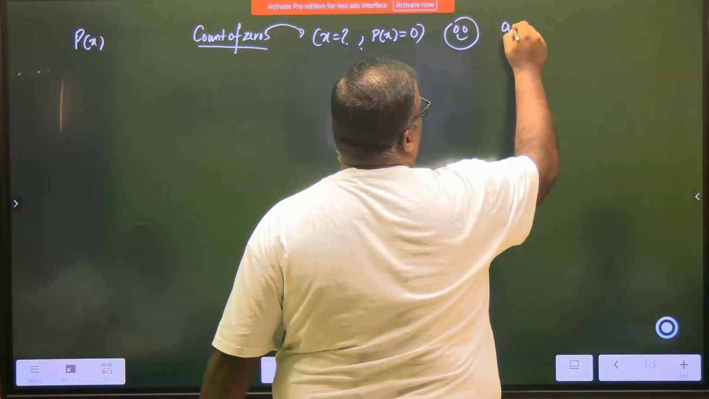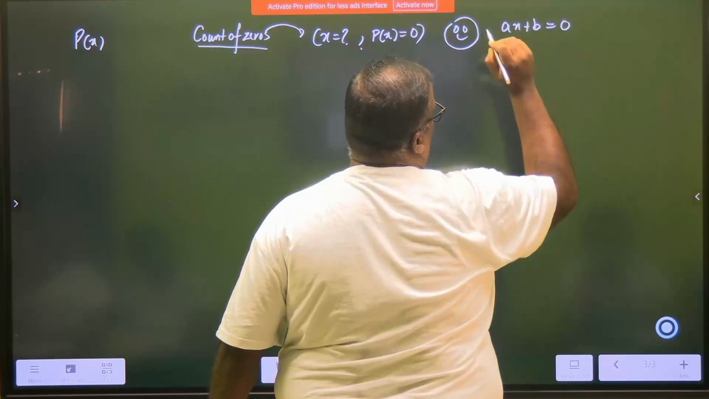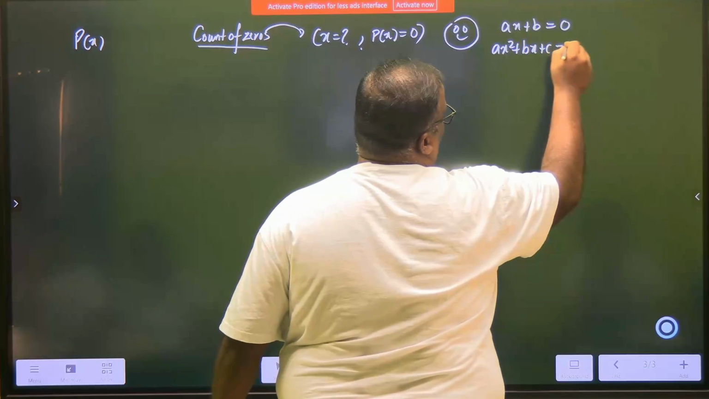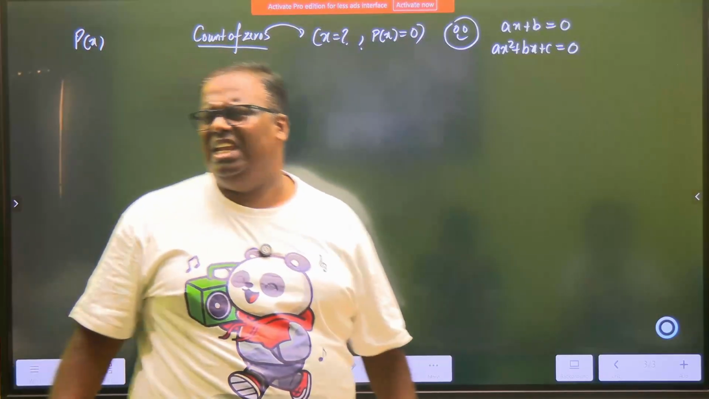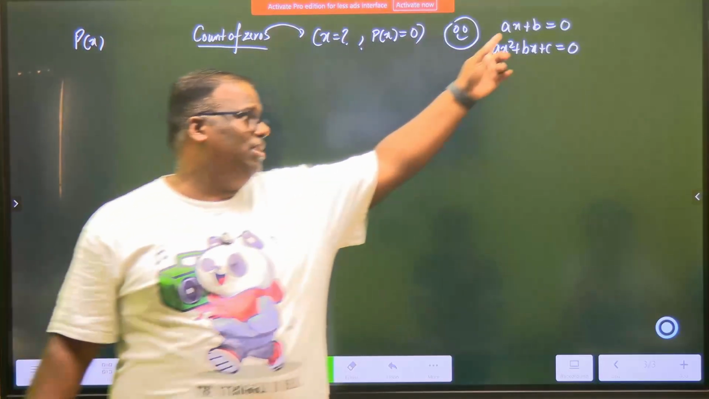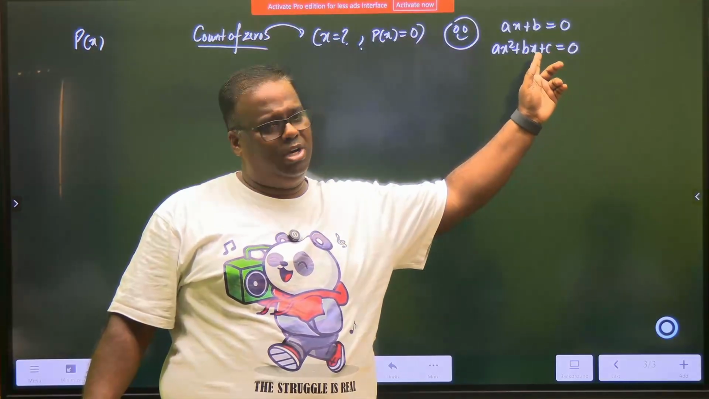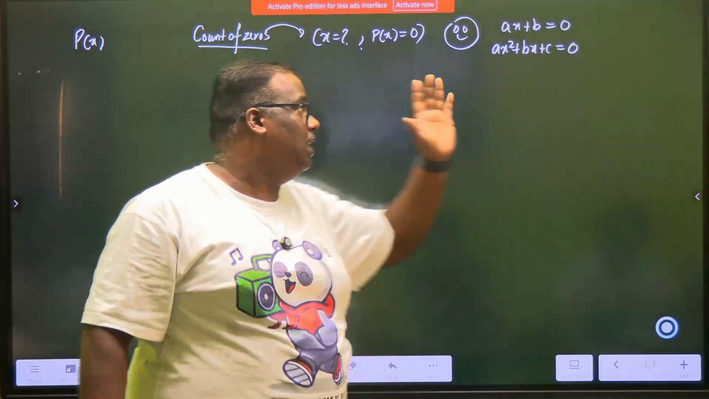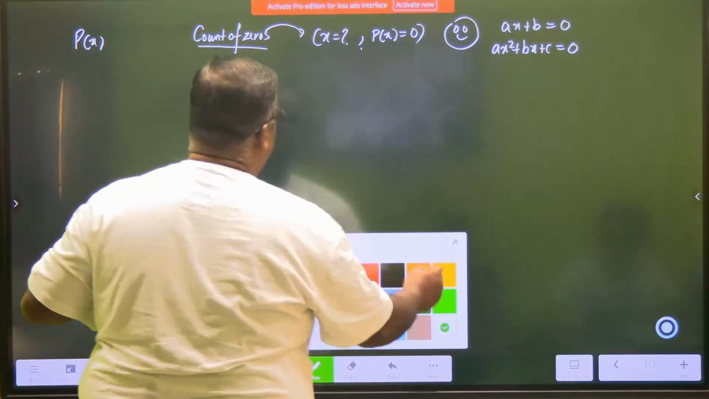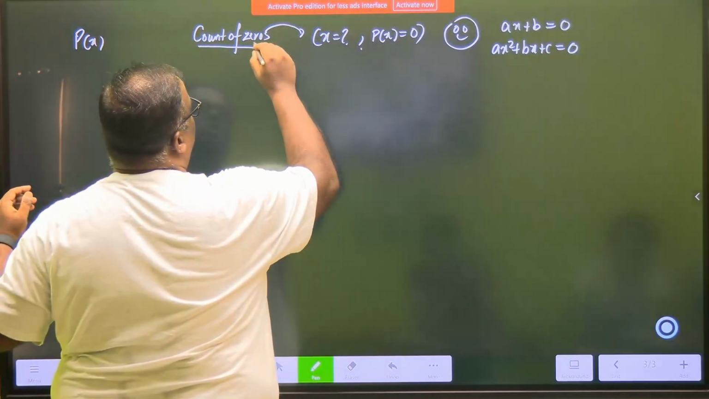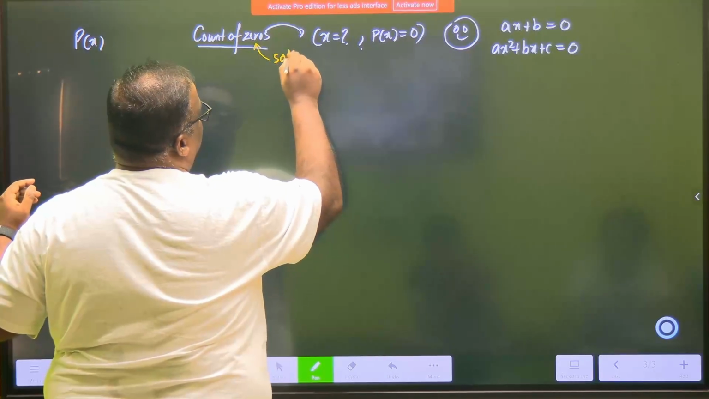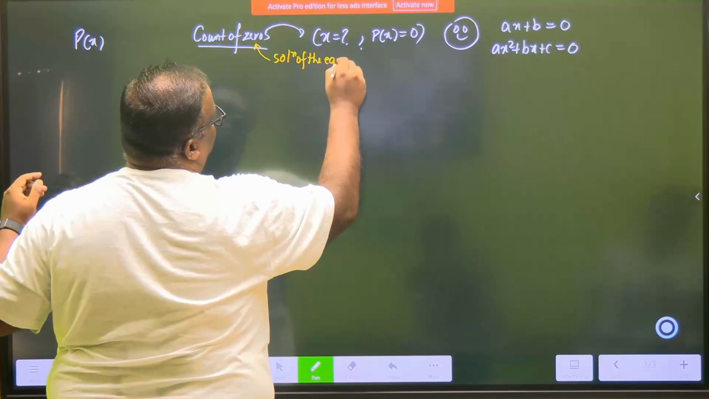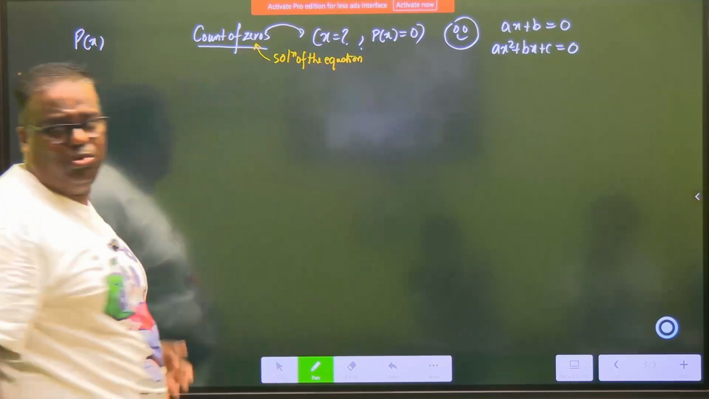If it was a linear, how do you solve it? ax plus b equal to 0. If it was quadratic, how do you solve it? ax square plus bx plus c equal to 0. That means indirectly what are you doing? You are solving a linear equation or you are solving a quadratic equation. Yes or no? And you are finding out the solution of that equation. That means if you are getting confused with the word zero, we can also say that this is nothing but the solution of the equation. Yes or no? It is the solution of the equation.